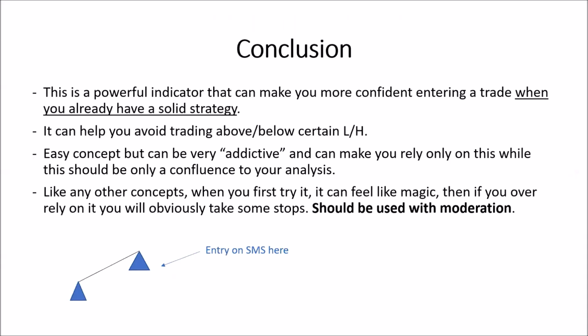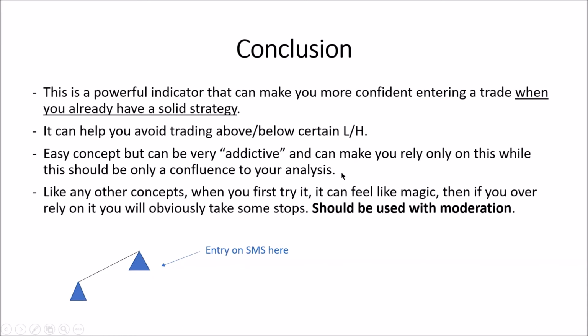And the conclusion on this lecture. SMT divergence is a powerful indicator which can make you more confident while entering a trade, but only if you have a solid strategy. Because this concept can be very addictive, and it can make you rely only on this, while this should be only a confluence to your analysis.